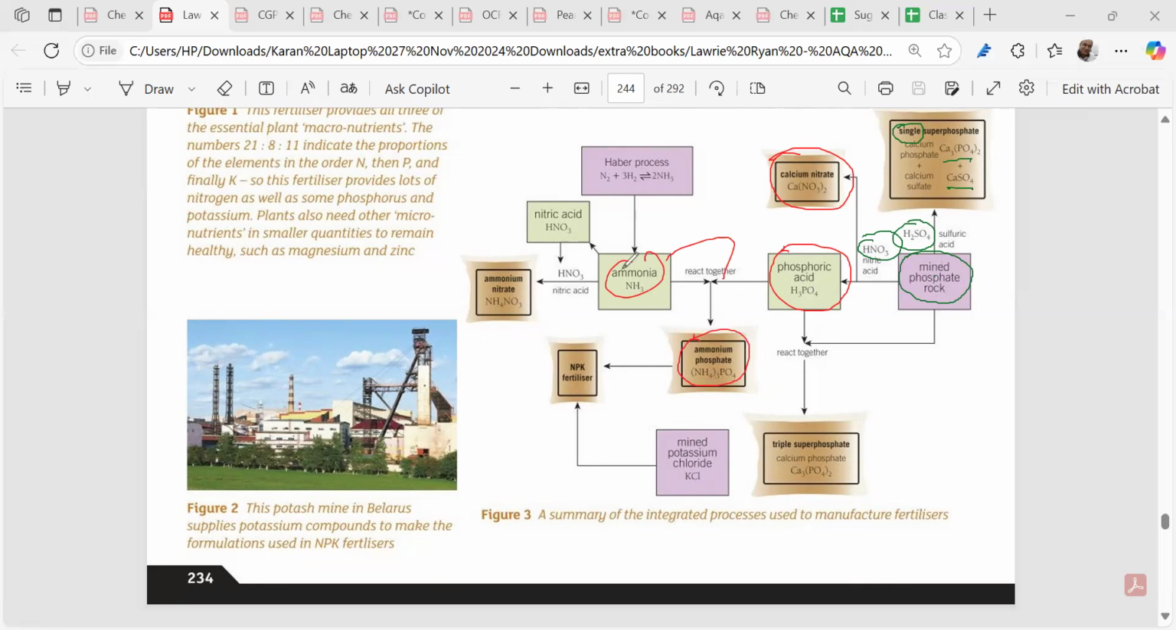Finally, we'll be going over to this part in the next session, right? About the Haber process. You can go over it, right? So that sums up all.